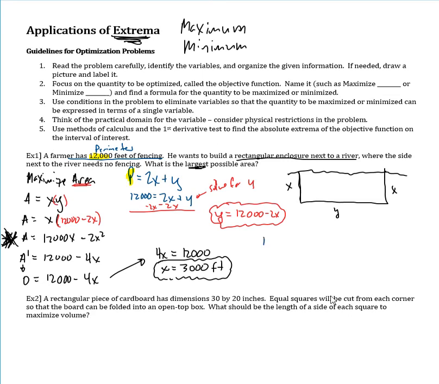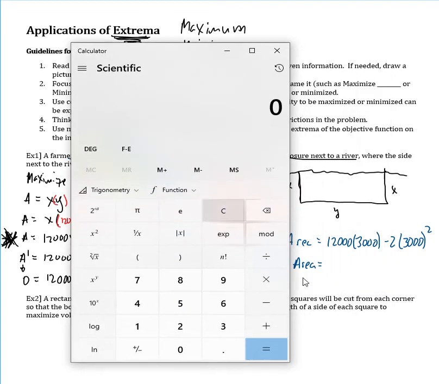Okay, so our max area is equal to 12,000. I'm using that equation times the 3,000 that we just found for the x. So now all I'm doing is just changing those x's. Minus 2 times 3,000 squared. Okay, so that is our max area, and then this is just going to be plugged into a calculator. I'm going to use the one that's just on the computer here. So 12,000 times 3,000 minus 2 times 3,000 times another 3,000. So 3,000 squared, I'm just doing it like that.